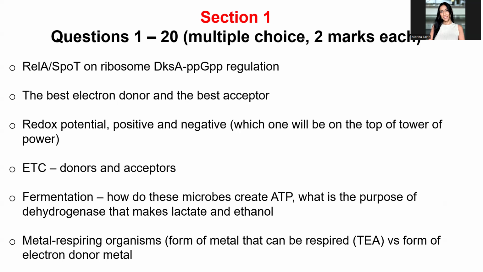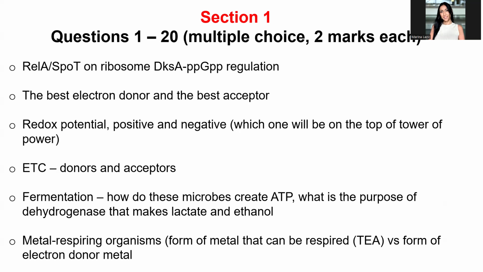Then know the best electron donor and best electron acceptor. What I provided for you in the exam is the tower of power, which means you don't have to memorize that, but you have to know how to read the tower of power. Which brings me to my next point, redox potential, positive and negative. Know whether molecules on the top of the tower of power are redox negative or redox positive, and the same for those on the bottom. Remember, oxygen is on the bottom and oxygen is the most redox positive.